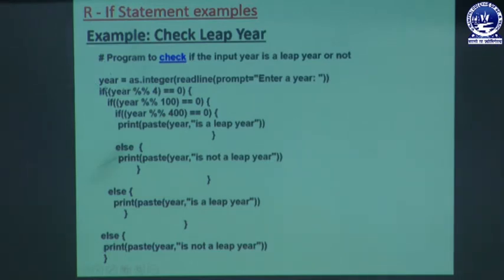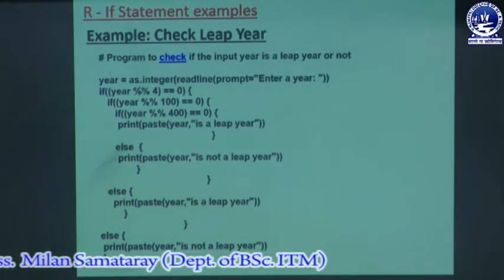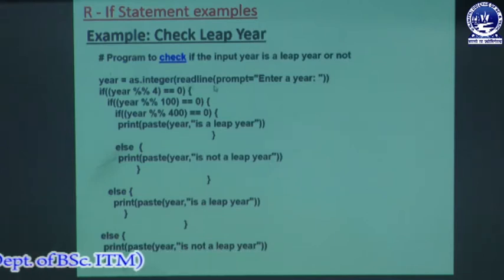First this is our vector year, and in this we enter a year. That means the user has to enter a year, and then there is a program which will give the result whether the entered year is a leap year or not. The syntax of entering an input from the user is this: readline, prompt equals enter a year.